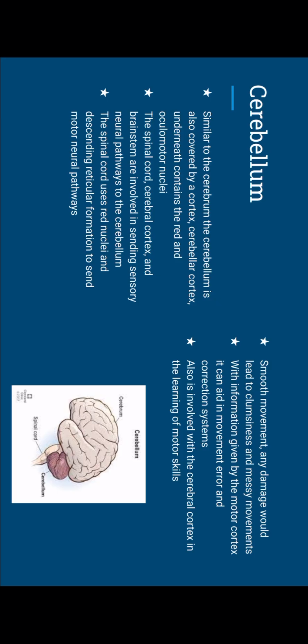The cerebellum is mostly in charge of smooth and accurate movement, so any damage that would be done to this would lead to clumsiness and messy movements, which would look like stumbling or falling. It is also given information by the motor cortex, which aids in movement error and correction systems.